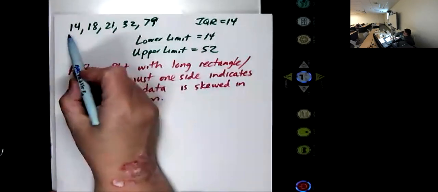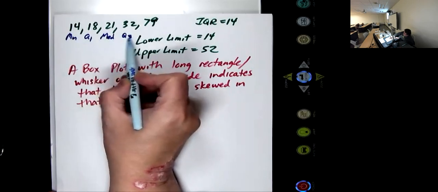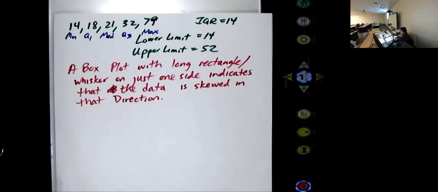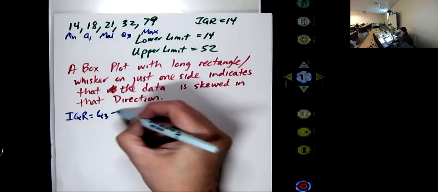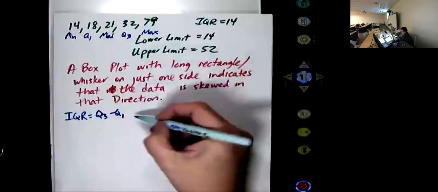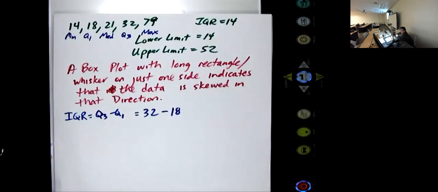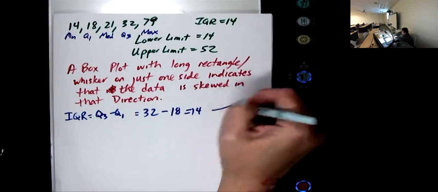I'm going to come up here and mark these real quick. This was min, Q1, median, Q3, and max. And I told you that IQR was Q3 minus Q1. Q3 up there is 32, minus Q1 from that number list up there is 18. Gives us 14. That's the IQR we see right there.